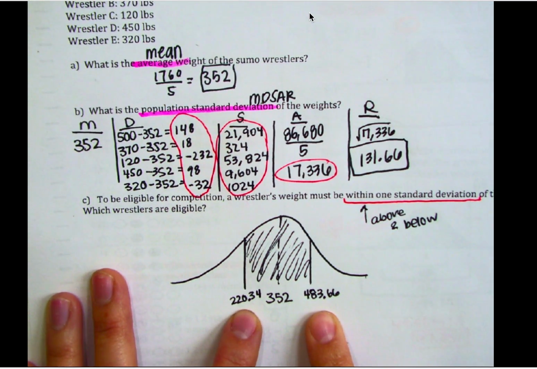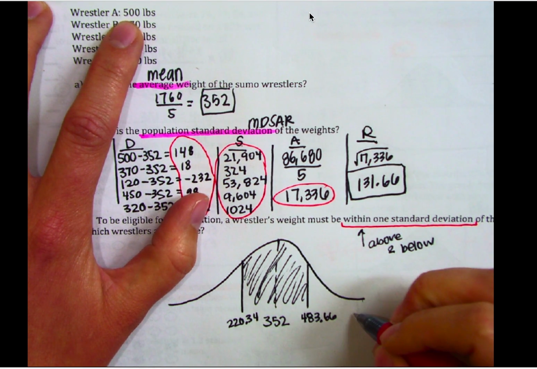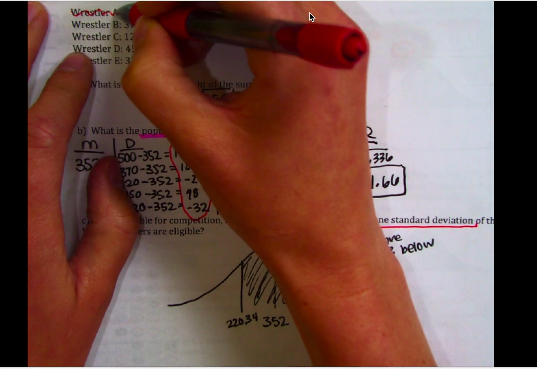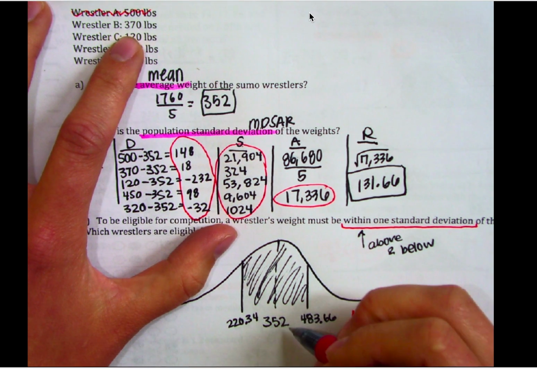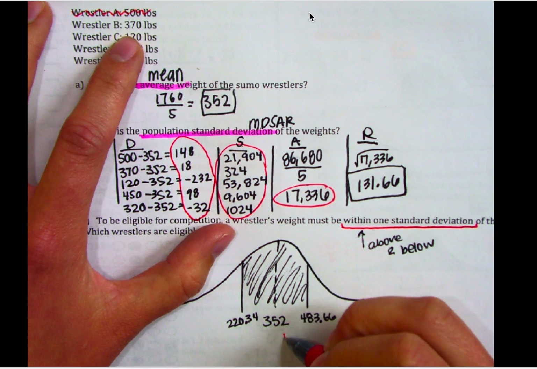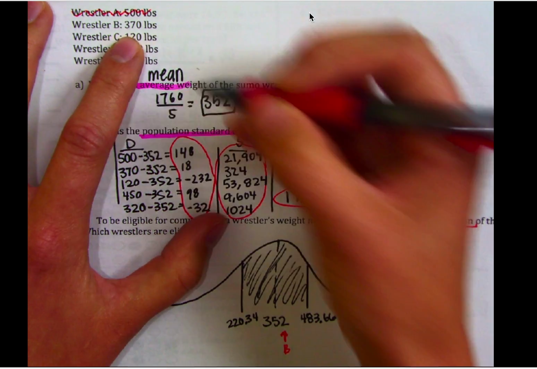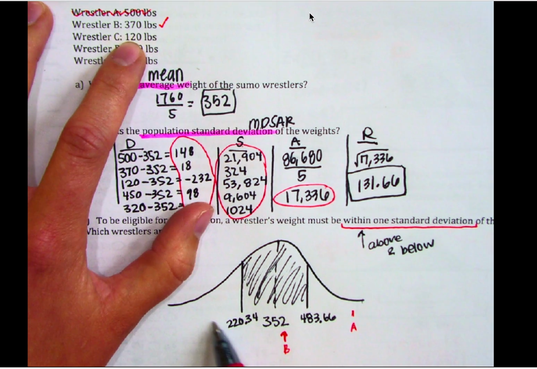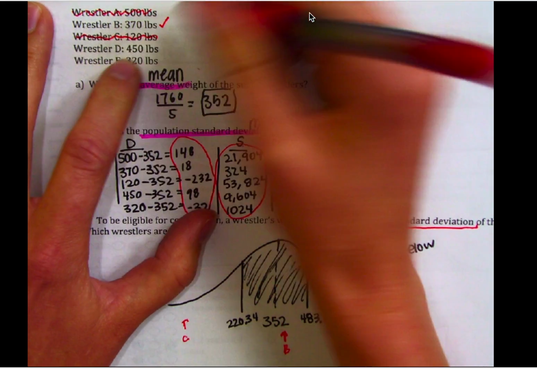So the wrestlers have to be within, which means they need to fall somewhere between 220.34 pounds and 483.66. So 500 pounds for wrestler A is like over here, right? So wrestler A does not get to be eligible. 370 pounds is going to be between these. So somewhere over here is going to be wrestler B. So wrestler B will be eligible. 120 pounds is going to be over here somewhere for wrestler C. So wrestler C is not eligible.